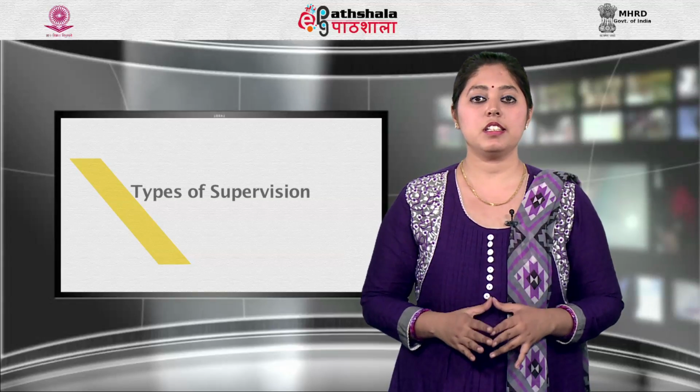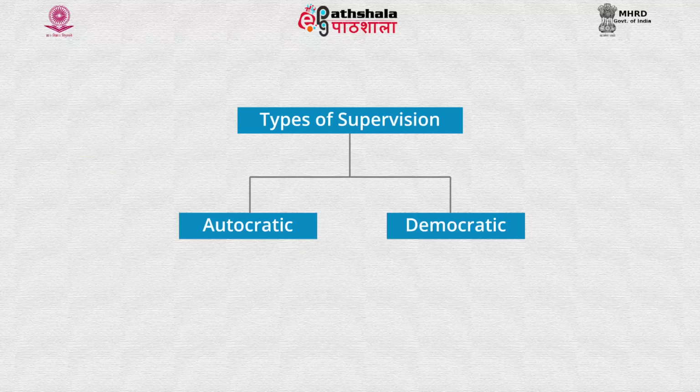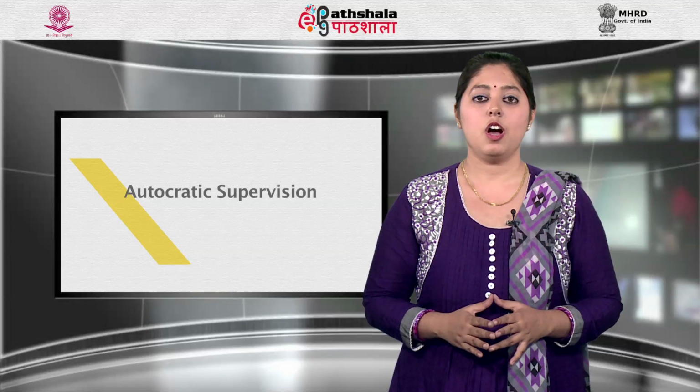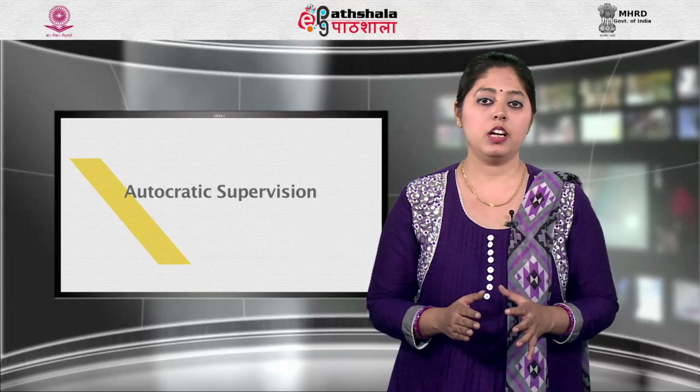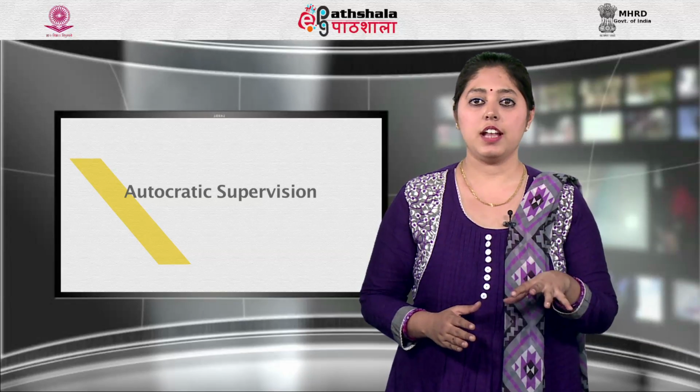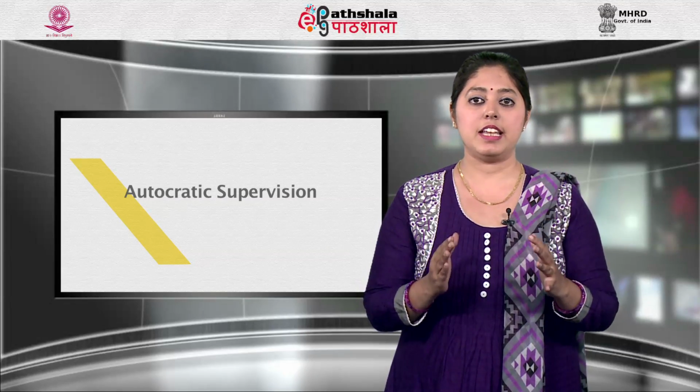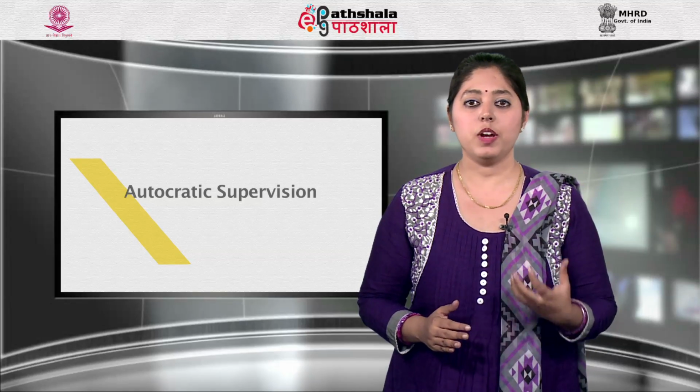So next, we will discuss the different types of supervision. There are two types of supervision, that is autocratic and democratic. First is autocratic supervision. In this type, the authority is centralized in the key person or head who has been legally appointed to look after the organization. The policies and techniques of the school program are directed by him. Here, the authority and the power may be delegated to the supervisors who are directly responsible to the head. There is a quick communication between the authority and the supervisors so that they can be easily contacted and ordered to carry out definite directions.